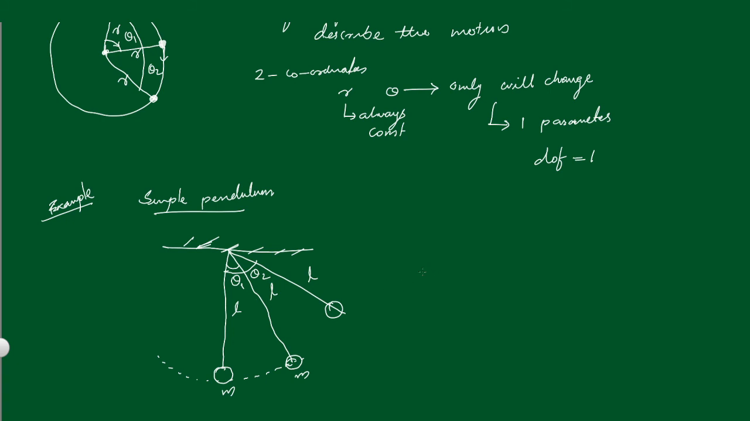So here also there are two coordinates. One is L and the other is theta. L is always constant and the only parameter is theta. So the degrees of freedom is equal to 1. We require only one coordinate, that is theta, to describe the motion of a simple pendulum. So its degree of freedom is 1.